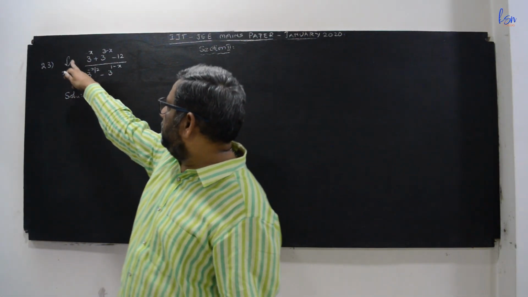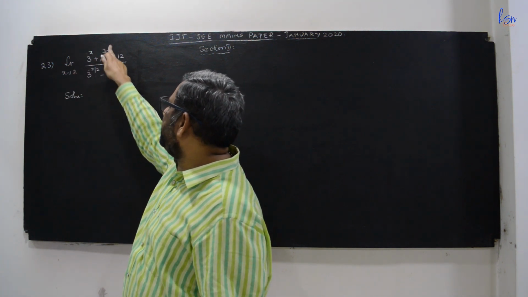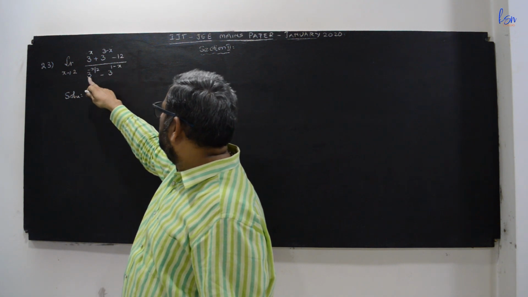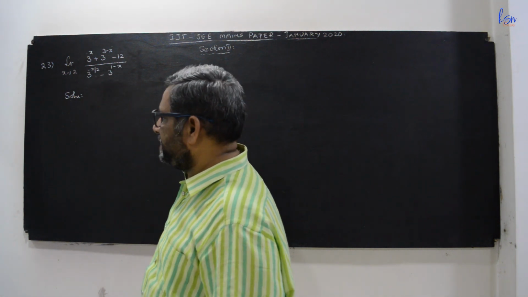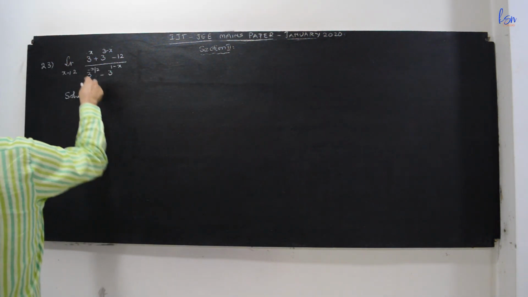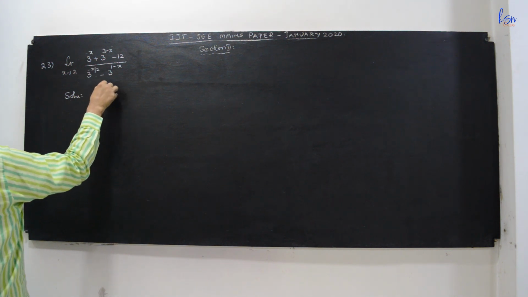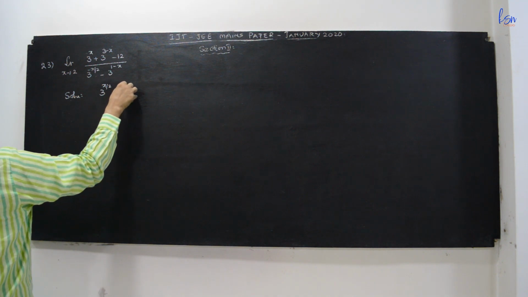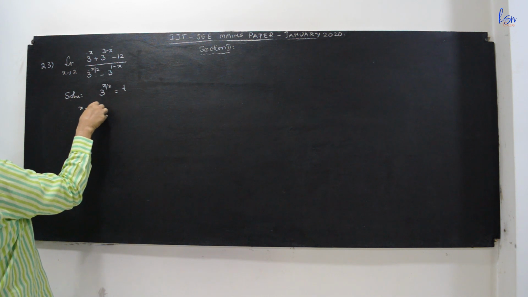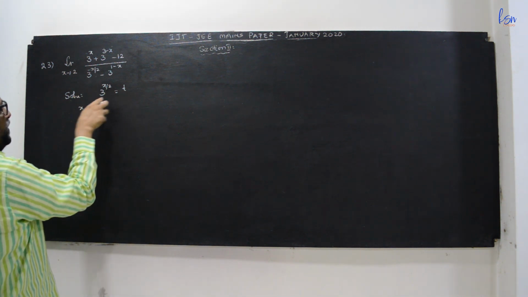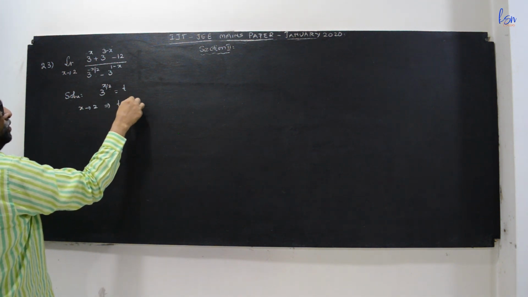The next problem is the limit as x tends to 2 of (3^x + 3^(3-x) - 12) / (3^(-x/2) - 3^(1-x)... - 6). Now, here we will take 3^(x/2) equal to t. As x tends to 2, 3^(x/2) is 3^1, so as x tends to 2, t tends to 3.